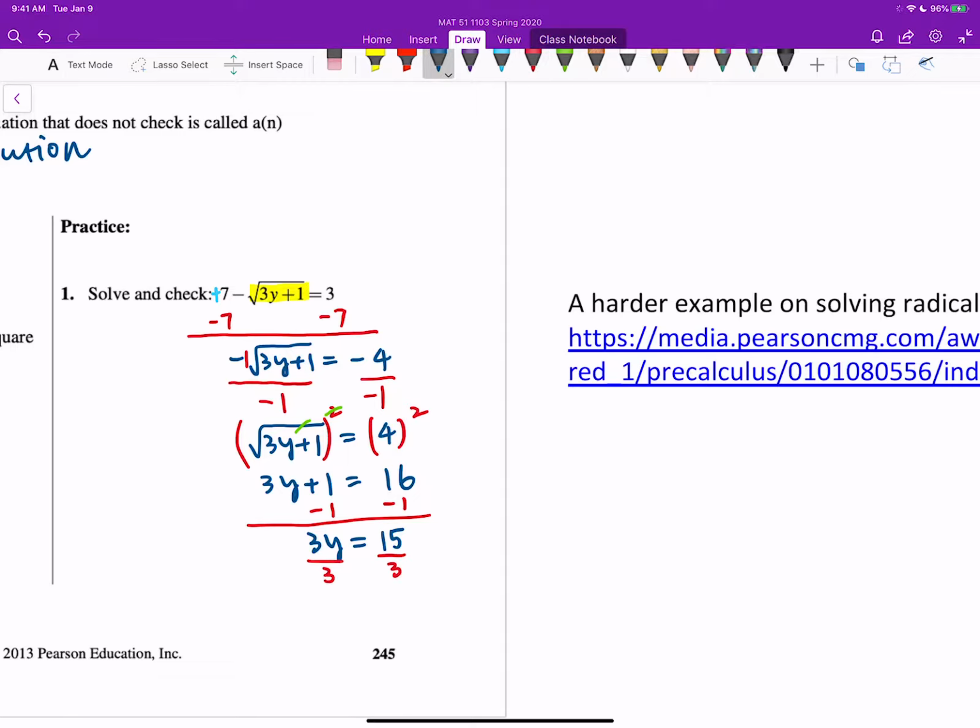We got our potential solution, y equals 5. Notice that I say potential solution because we need to check whether or not this is a valid solution. So let's check whether or not it's correct.